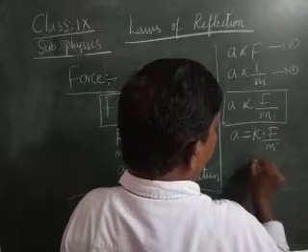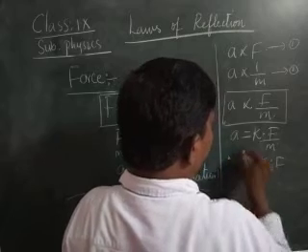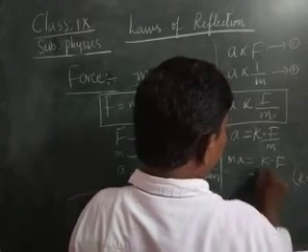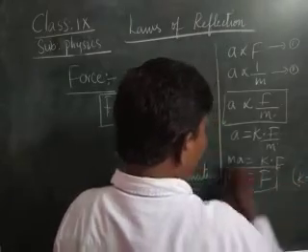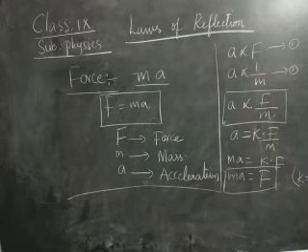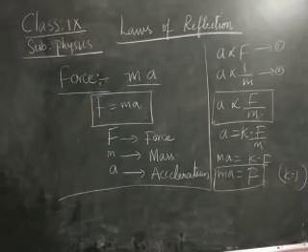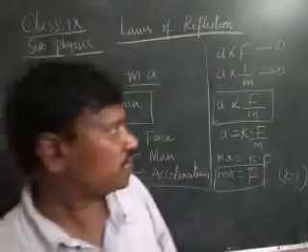Therefore, K F = M A. When K is equal to 1, F = M A. What we are getting is that force is equal to mass into acceleration. Okay, children, therefore, here we got force is equal to mass into acceleration.